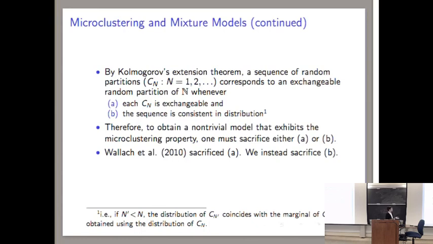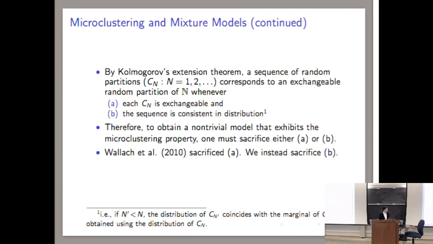Then if we turn to Kolmogorov's extension theorem, consider the sequence of random partitions C sub n. This corresponds to an exchangeable random partition in two situations: either each random partition is exchangeable, or the sequence is consistent in distribution, which here I mean projective. So in order to obtain a non-trivial model that exhibits the microclustering property, by Kolmogorov's extension theorem, we have to sacrifice either A or B. Exchangeability is very important, as I stated before, so what we're sacrificing here is consistency in distribution, or rather projectivity.